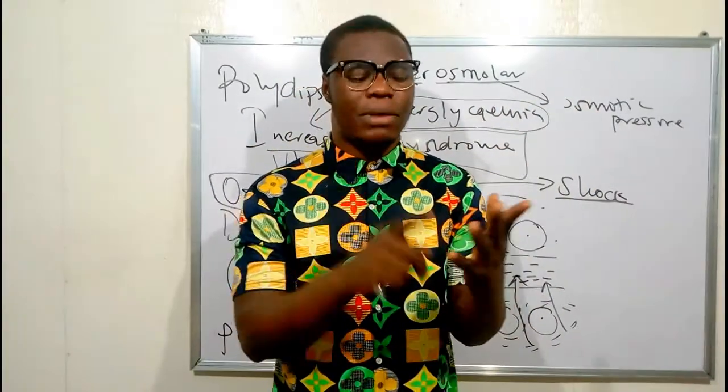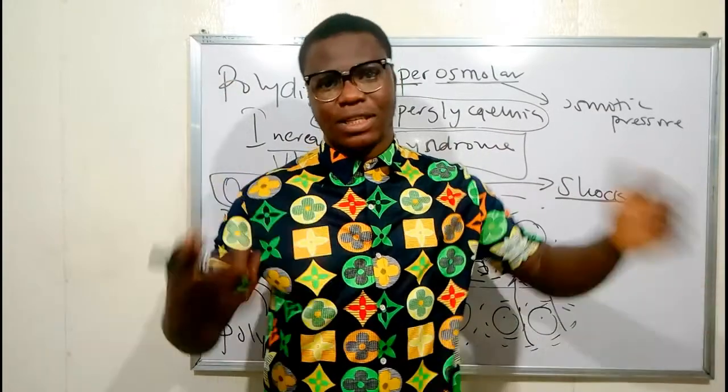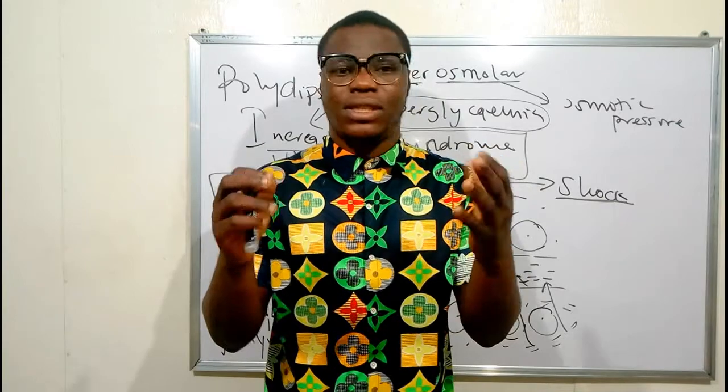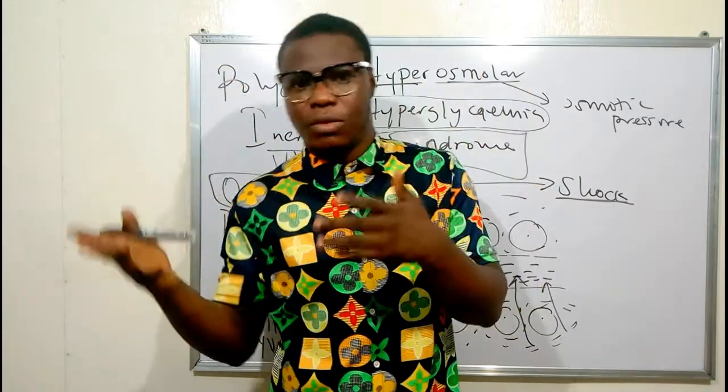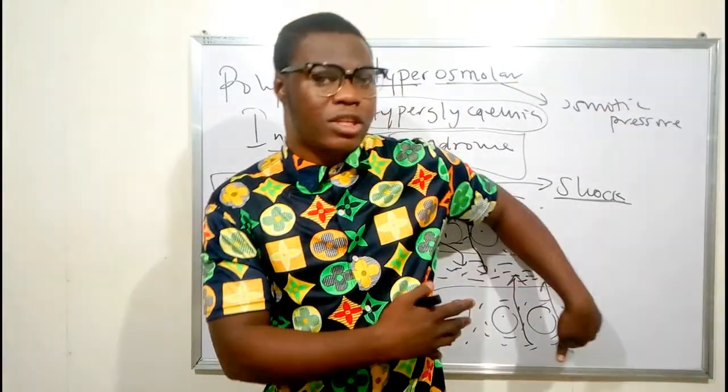So for today we talked about the DKA and the HHS. So for the DKA, the diabetes ketoacidosis, we said hyperglycemia, which is increased amount of glucose within the blood, is going to lead to what? It's going to lead to dehydration. We talked about that under osmotic diuresis.